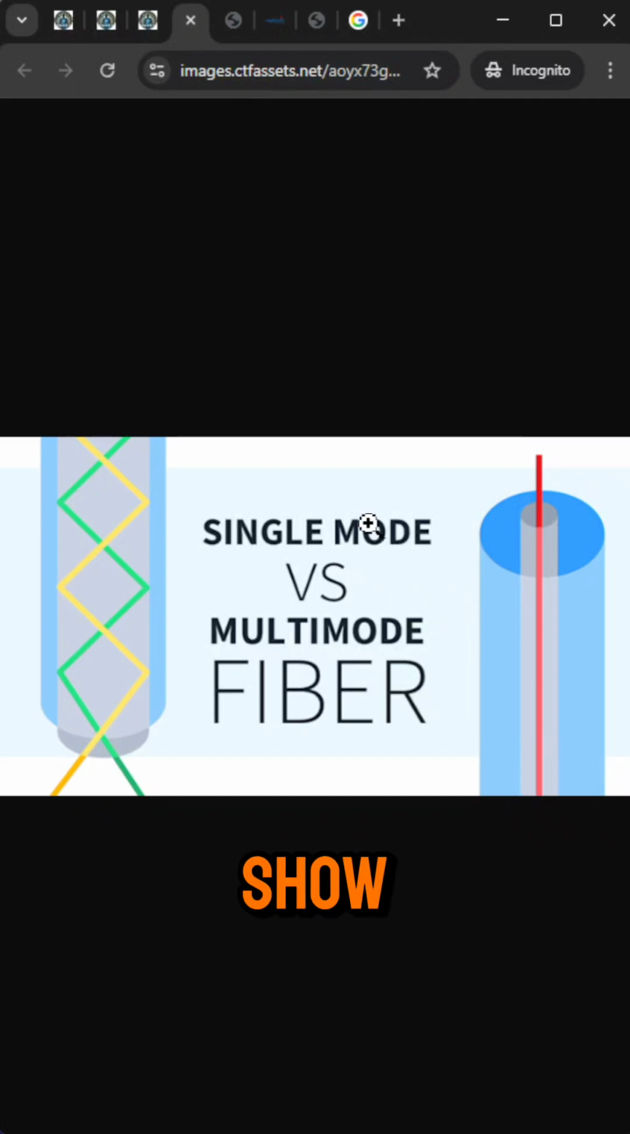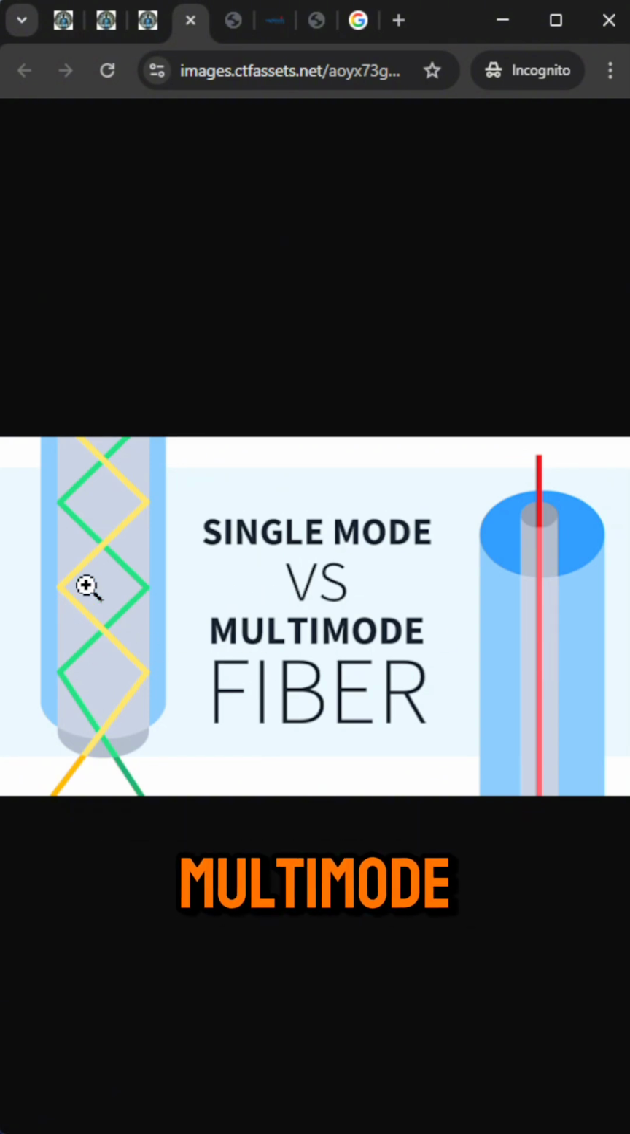Let me quickly show you single mode fiber. This one uses laser light, and it covers the longest distance, up to 40 kilometers. This is for covering big areas and for WAN connections, wide area connections, and external network connections.